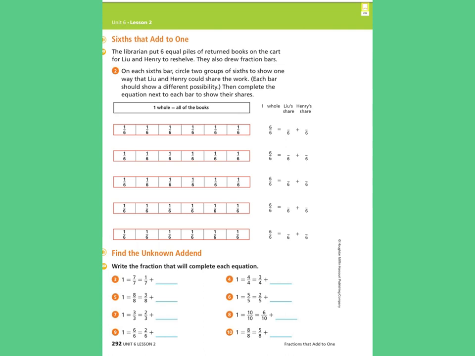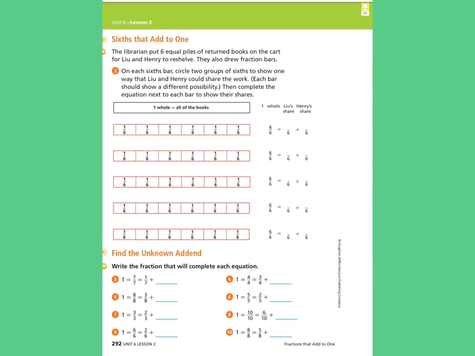All right, moving on to page 292. This time we're going to use sixths that add to 1. The librarian put 6 equal piles of return books on the cart for Lou and Henry to reshelve. They also drew fraction bars. On each sixth bar, circle 2 groups of 6 to show one way that Lou and Henry could share the work. Each bar should show a different possibility. Then complete the equation next to each bar to show their shares.